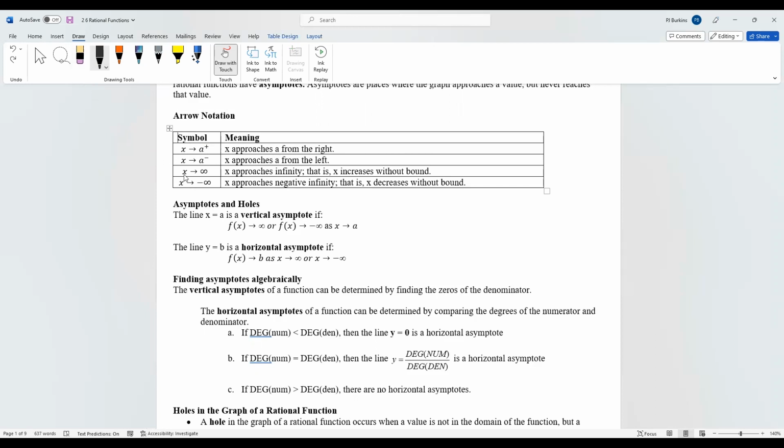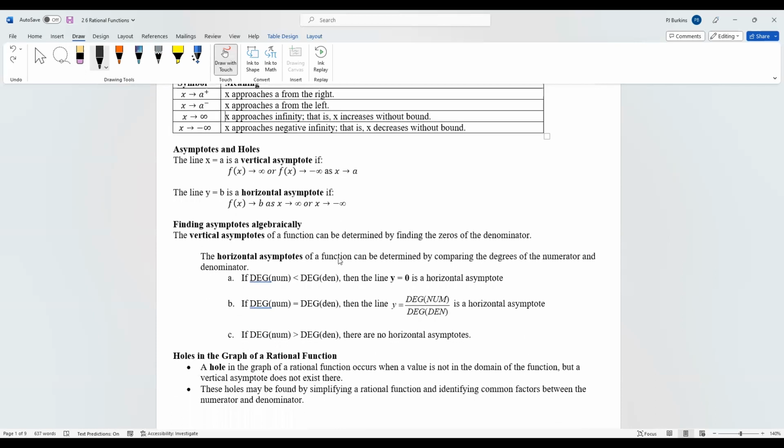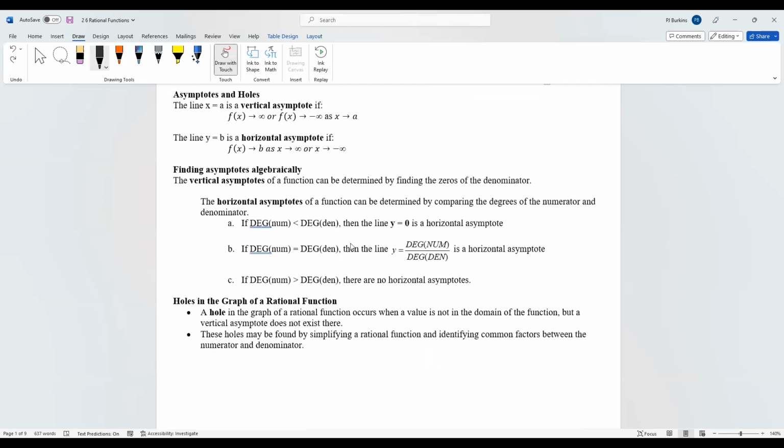We can also have x approaching infinity, which really just means x increases without bound or goes on forever to the right. And as x approaches negative infinity, that means x decreases without bound or goes all the way to the left. All right? How does this relate to asymptotes and holes?